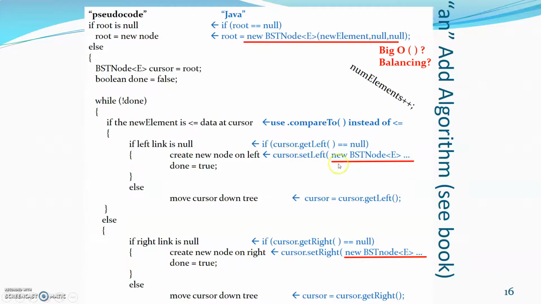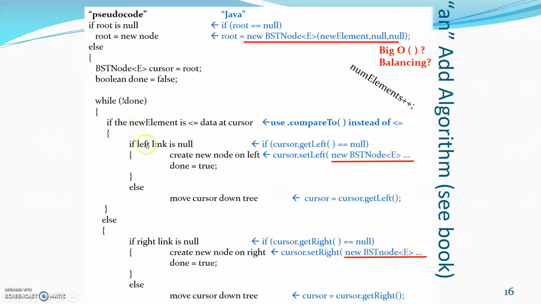Now, in terms of the Java, I didn't give the full part here, but this line right here would be cursor set left, parentheses, new BST node. That's the same as this piece up here, so that would be part of this line. But when we're looking either left or right, if the link is not null, we need to move the cursor down the tree.